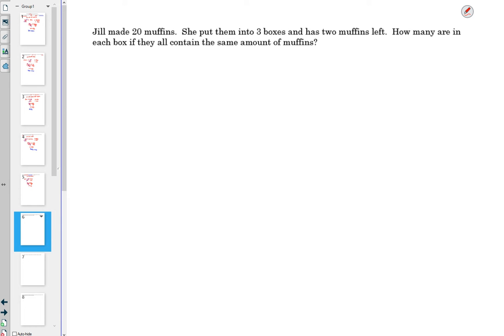All right, let's see. How many are in each box? Well, in this case, I guess you'd have to read before to see what they're talking about with how many. But they're talking about muffins, so let m be the number of muffins.